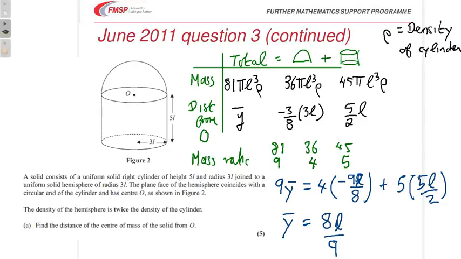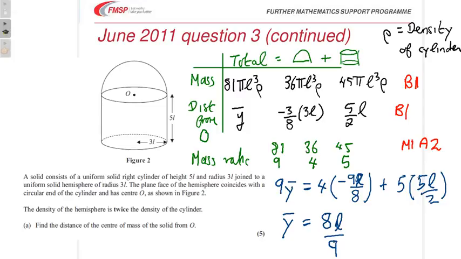Okay. While we're on the page, let's just put the mark allocation for that first part of the question, those 5 marks. There were marks for seeing the right values of the mass and the distance in the table. And then there's a method mark and 2 accuracy marks for doing the equation of moments and working it out correctly. That's the 5 marks for that part.